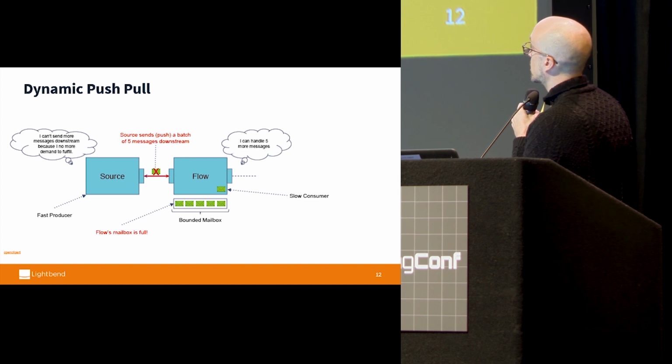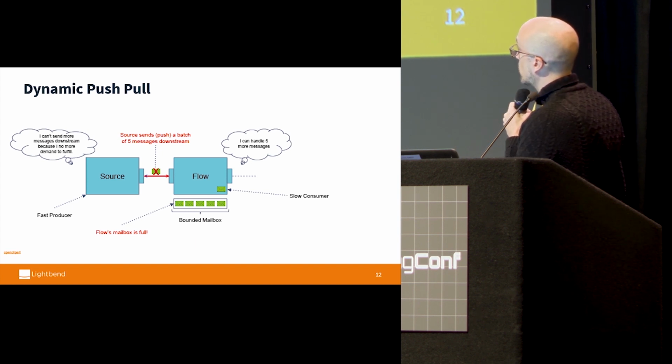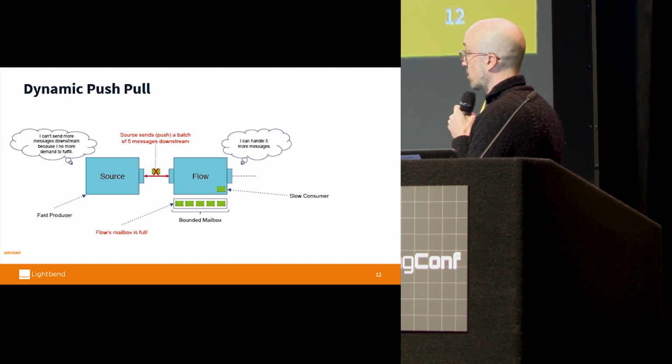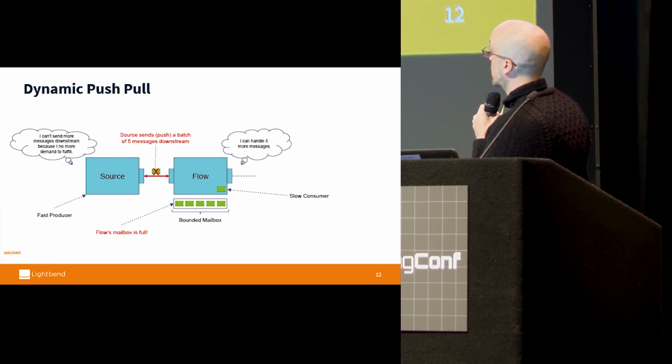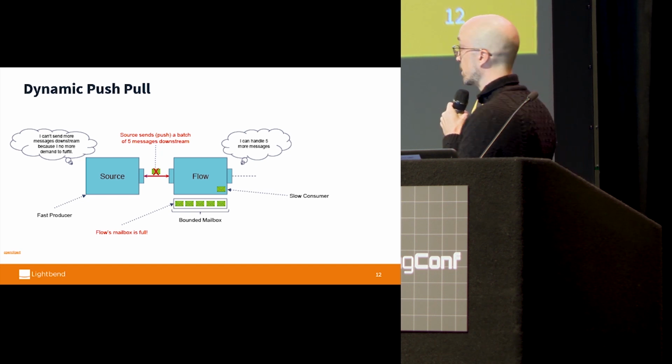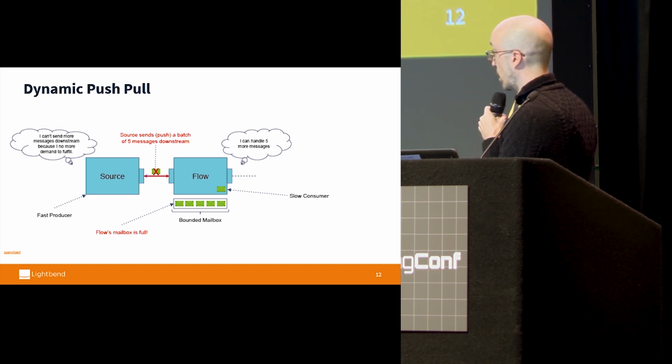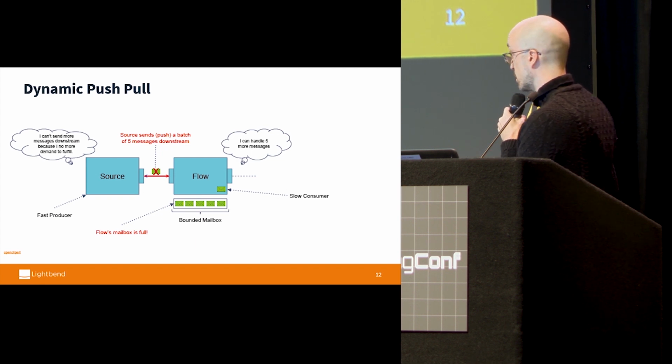So this is the example of the fast producer, slow consumer problem, and this is how we handle it in Akka Streams. Once this mailbox is full, there's no more demand requests coming from the flow. So this situation should never happen. The message shouldn't be sent, but if it did, it would be dropped because it can't be accommodated in this mailbox.